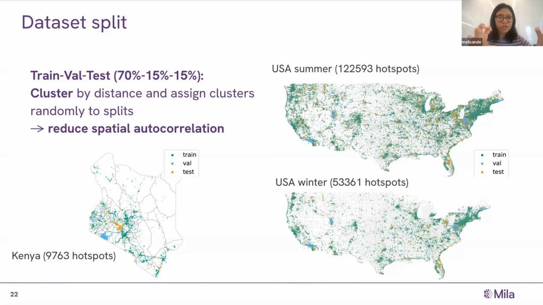So we clustered locations by distance to each other, and then we assigned the clusters randomly to train, validation, and test. And so here on those maps, you can see what the distribution of our hotspots are. And yeah, as you can see in Kenya, it's very, very sparse.